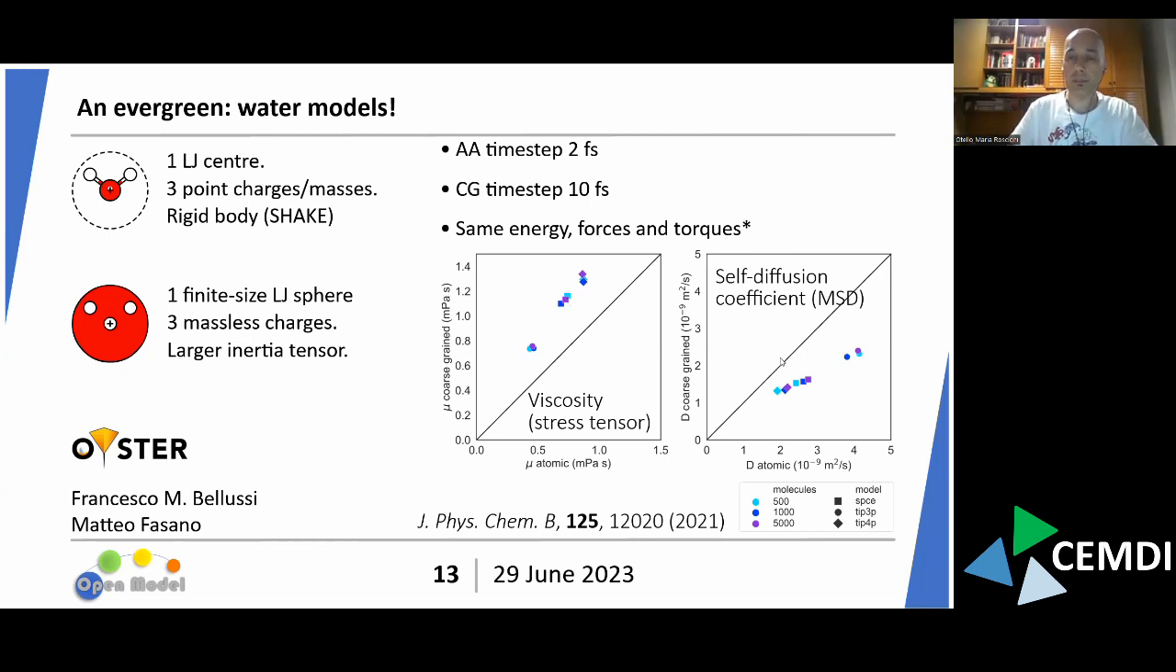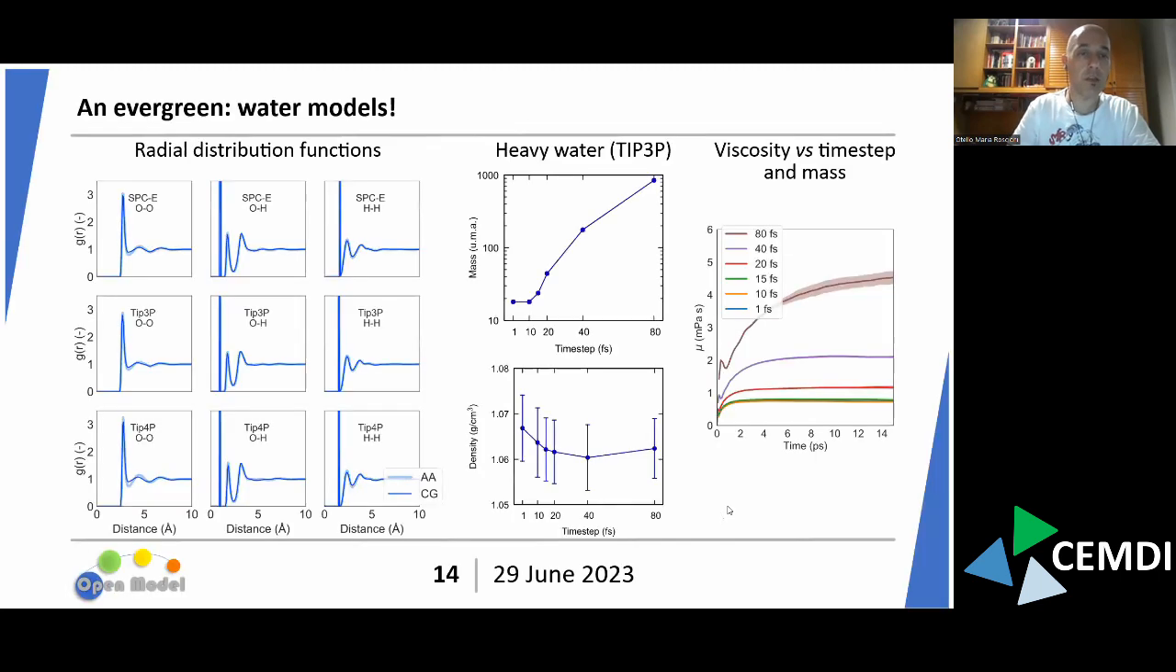And in the other panel, we see the self-diffusion coefficient, and as you can see, it's computed on the mean square displacement, and is basically complementary. So if we have a slightly higher coarse grain viscosity, conversely, we have a slightly lower self-diffusion coefficient, but that's entirely within the range of the experimental value of water. So I would say that that's quite a good result.